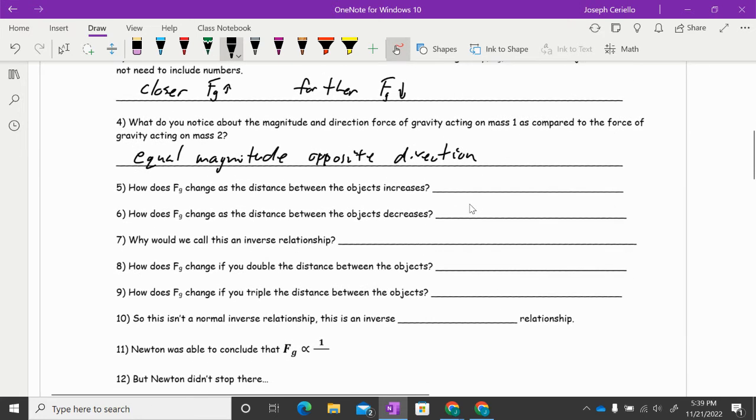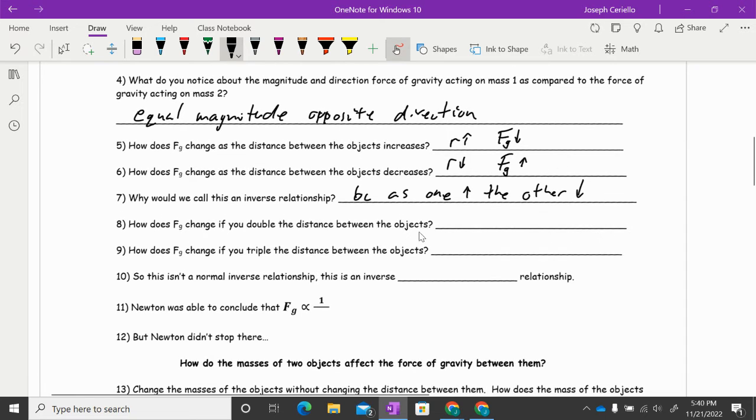So just to reiterate things, as distance goes up, we call that r, by the way, we'll get to that later, as distance goes up, the force of gravity goes down. As the distance goes down, force of gravity goes up. So why would we call this an inverse relationship? Because as one goes up, the other goes down.